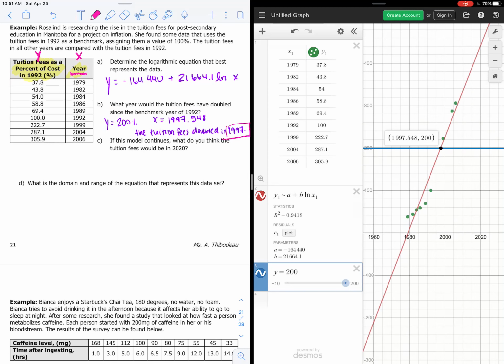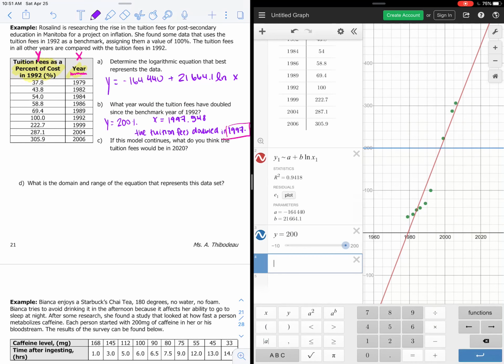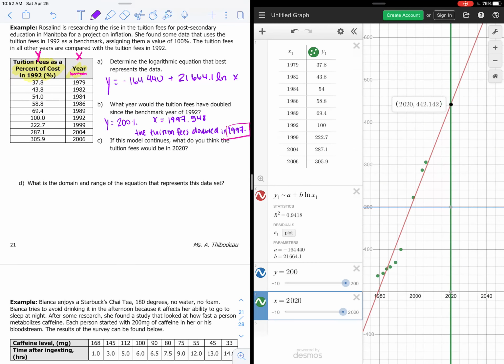All right, if this model continues, what do you think the tuition fees would be in 2020? So that's when our x value is 2020. X equals 2020. And our tuition value, so if x is the year 2020, y represents our percentage, which is 442.142. So we would say that our tuition fees in 2020 would be 442.14% of that 1992 tuition.